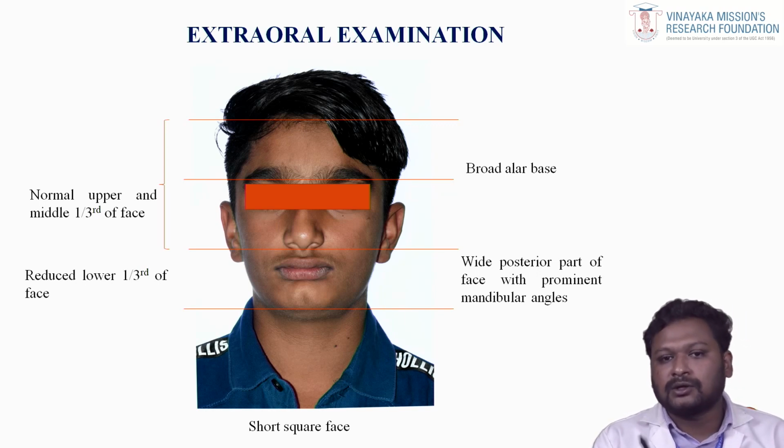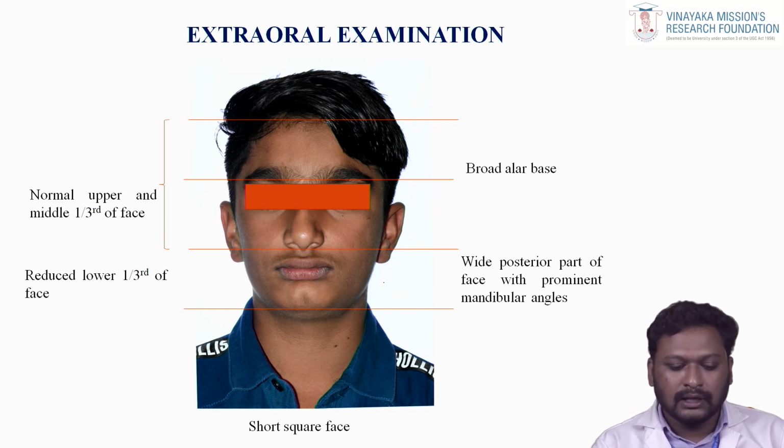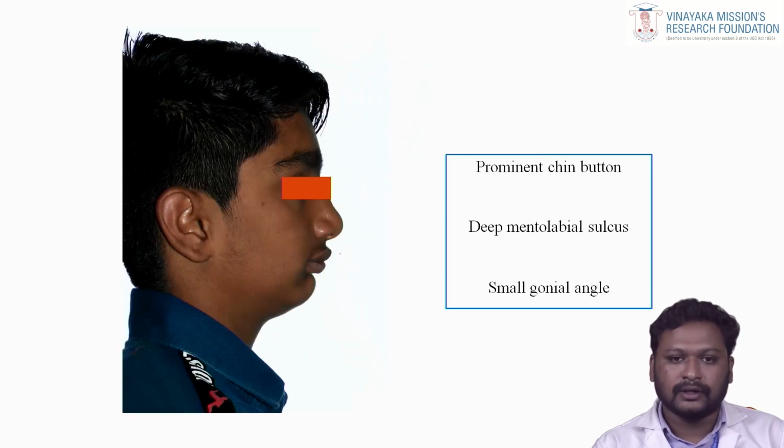Extraorally patient will have a short square face. So you can look at the diagram. The patient will have a normal upper and middle third of the face, but if you look at the lower third of the face, that will be very small. And also patient will have a broad alar base. So most commonly you can see in the frontal photograph a small lower third of the face. And in lateral view we can see that patient will have a retrognathic mandible.